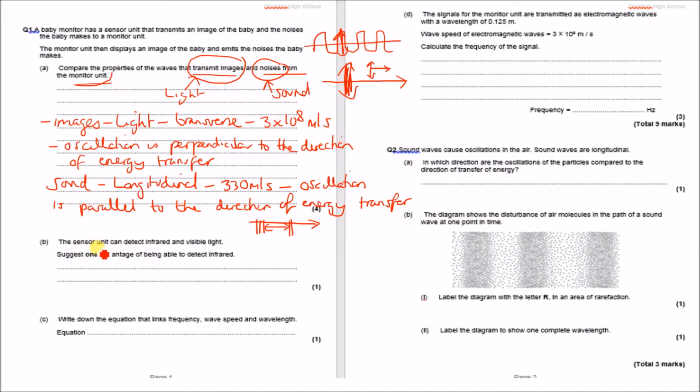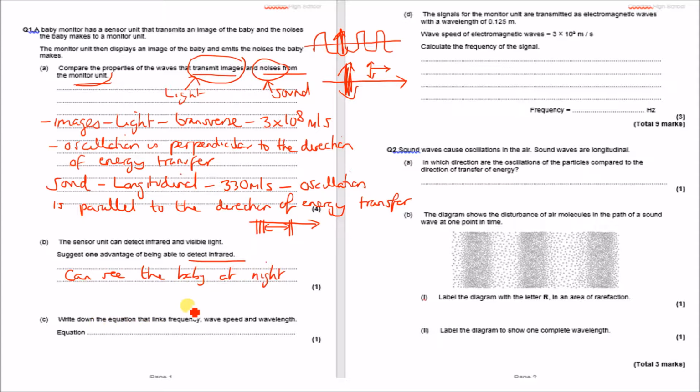The next question says the sensor unit can detect infrared and visible light. Suggest one advantage of being able to detect infrared. Well, if it's a sensor unit and it's used for a baby monitor, then it will be able to be used at night time. So the usefulness of this is you can see the baby at night.